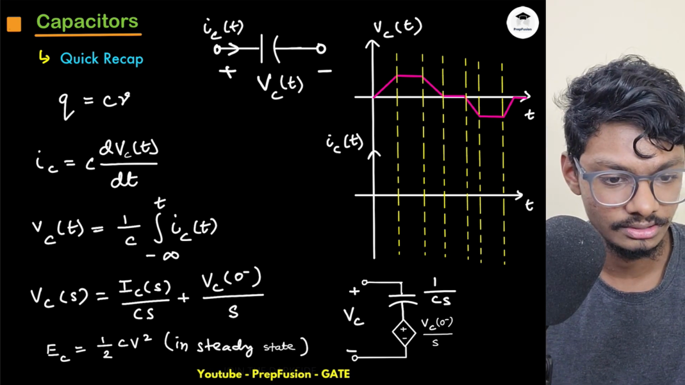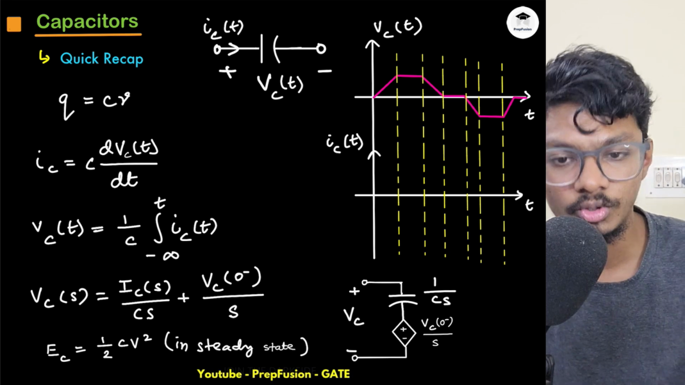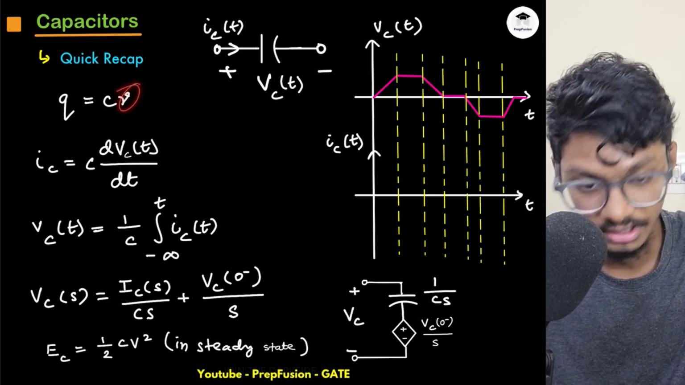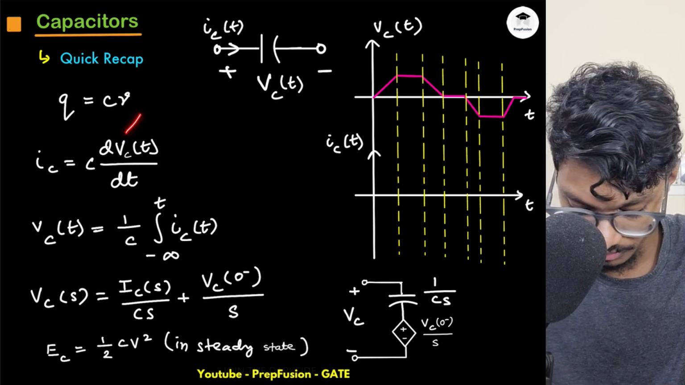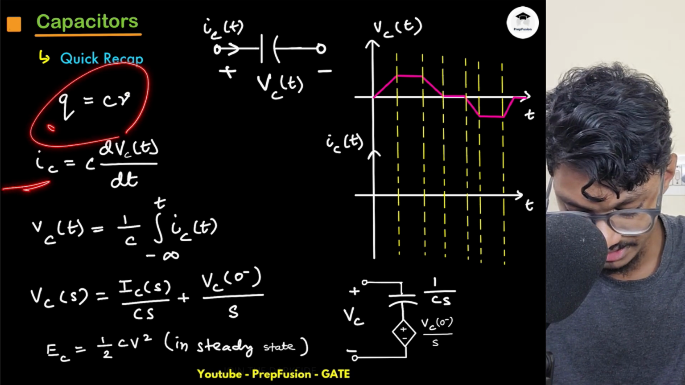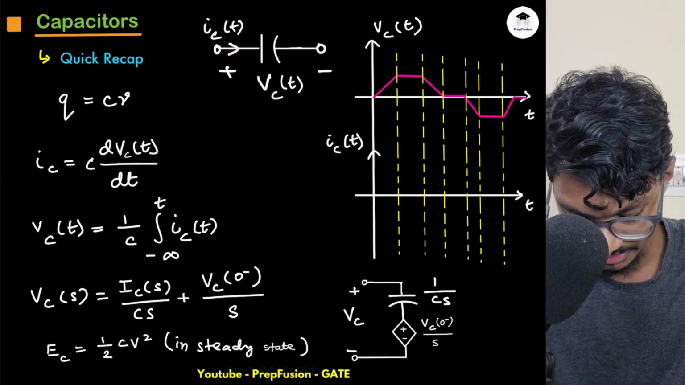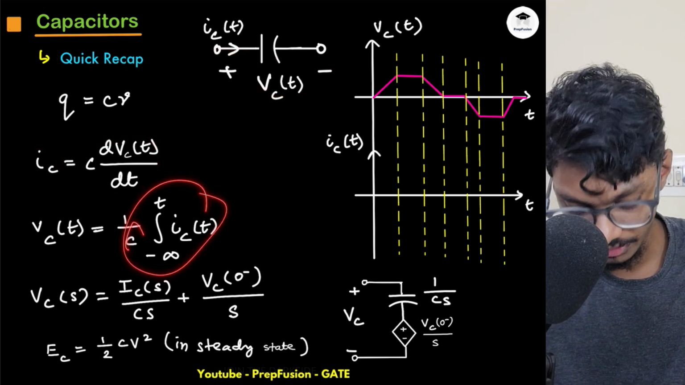Yeah, let's do a quick recap. So capacitor is basically related with charge and it is related with voltage. If I differentiate this, dq/dt is IC, which equals C dVc/dt. So this is the voltage and current relation of the capacitor, and this is the equation from the time domain point of view.